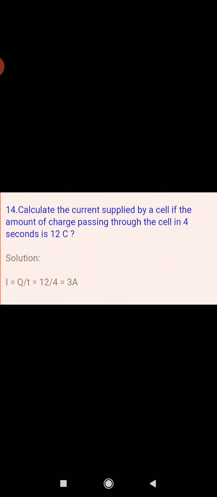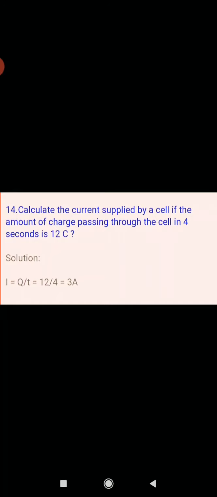Next, let's do a problem based on a concept of current. In this problem, it is given that charge is 12 coulomb and the time is given 4 seconds. The problem is we want to find out the current supplied by the cell. It is given that the flow of charge is 12 coulomb in 4 seconds.